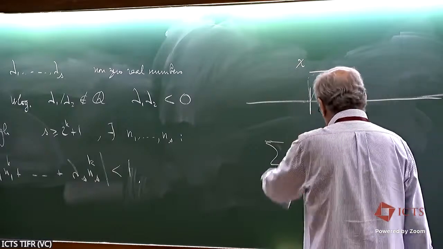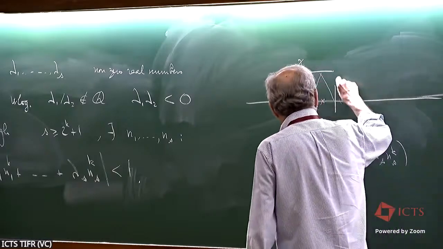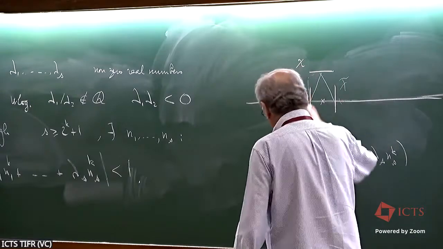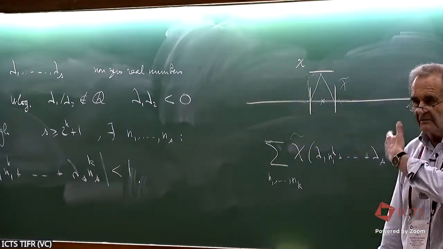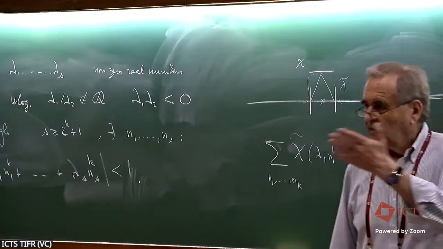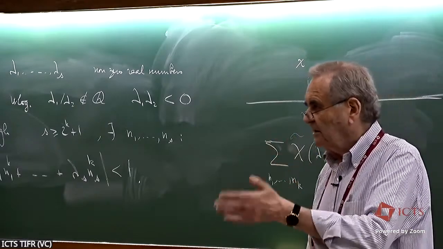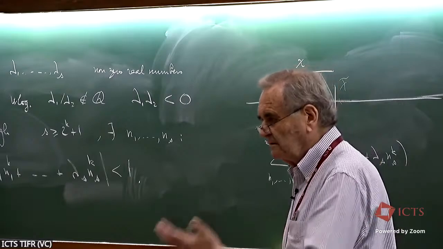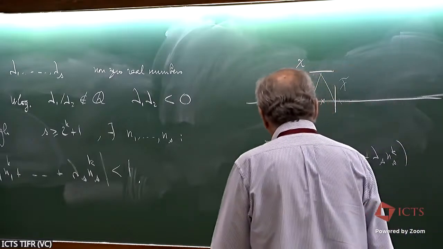So you do the same thing. You are counting with this chi tilde. And chi tilde, you know its Fourier transform. It is sine pi t divided by pi t squared, so the Fourier kernel. And so everything is fine.